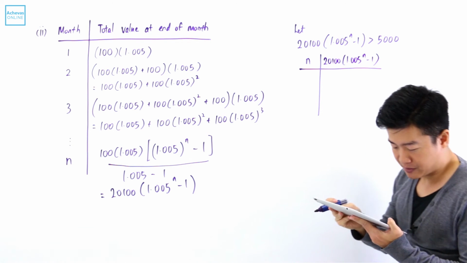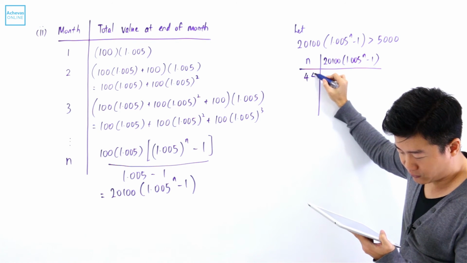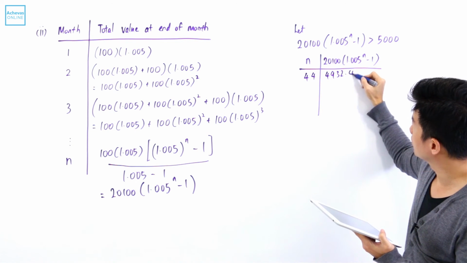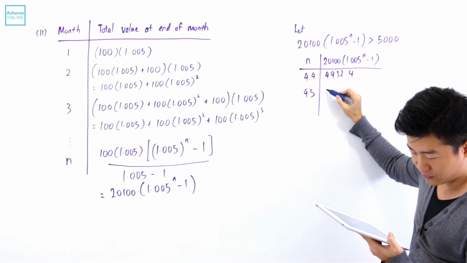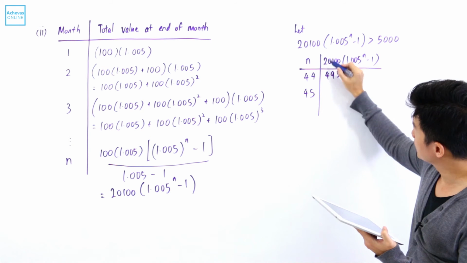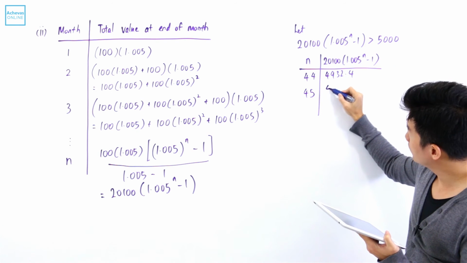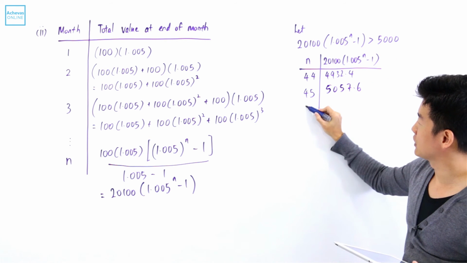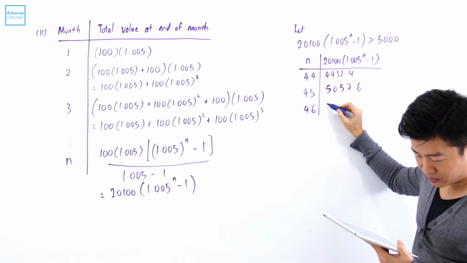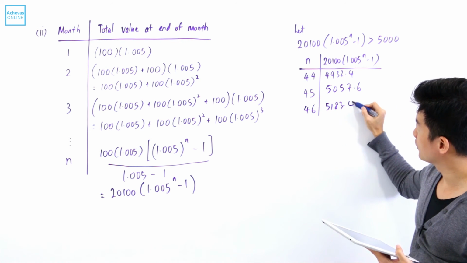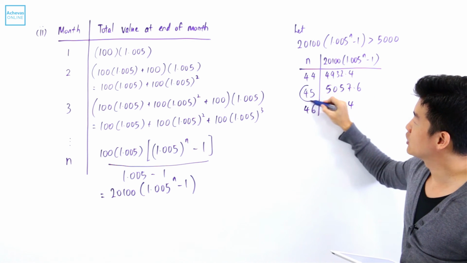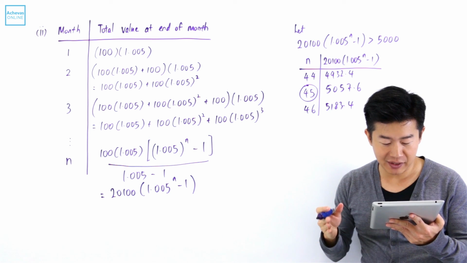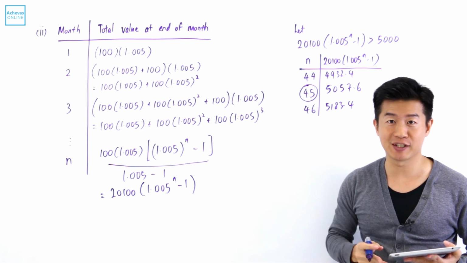If I scroll down the table, when it is at 44, the value here is 4932.4. When it is at 45, the value of y1, which is this expression, is 5057.6. So this is already bigger than 5,000. And when it is at the 46th month, this is 5183.4. They are all going to be bigger than 5,000. So the least possible n is 45. That is why by the end of the 45th month, that is when Mr. B's account is going to be first greater than $5,000.